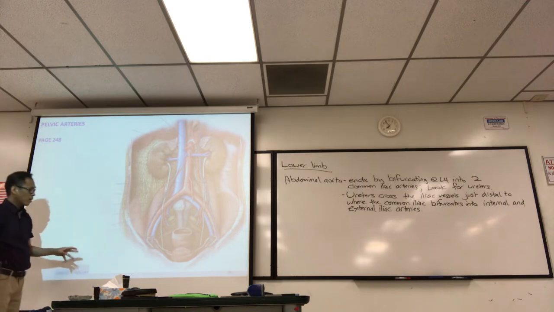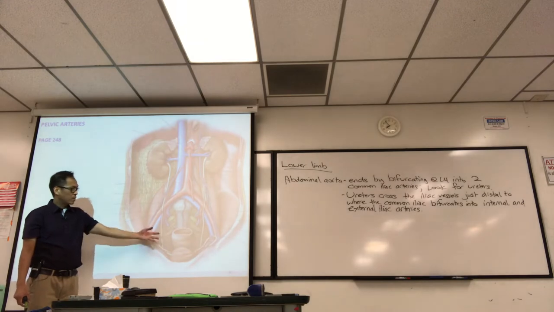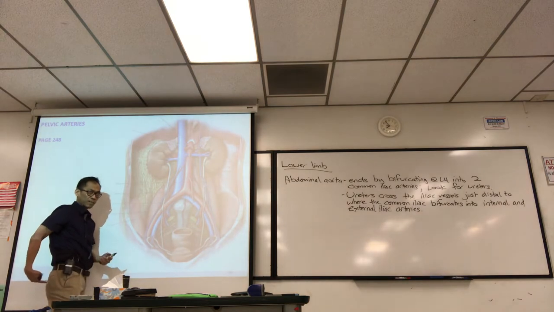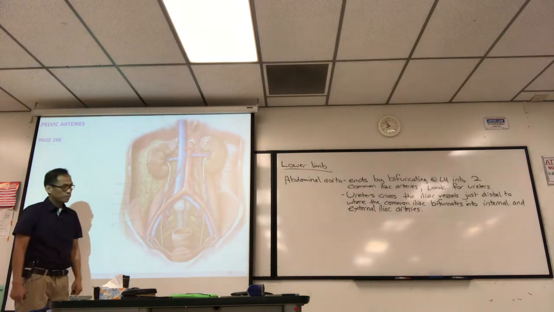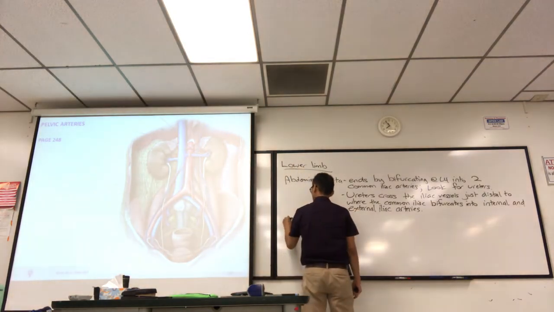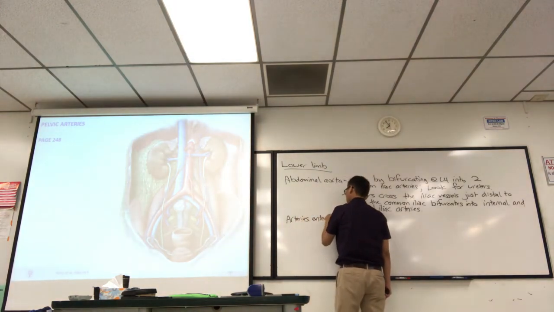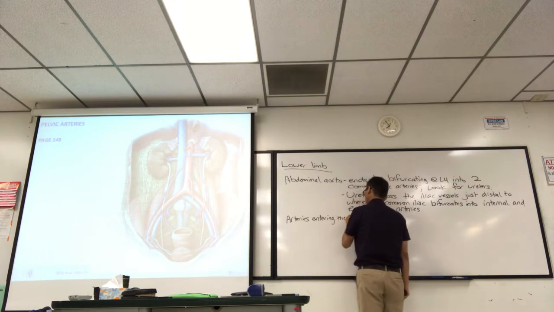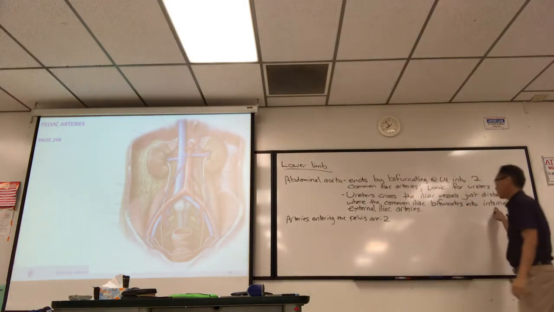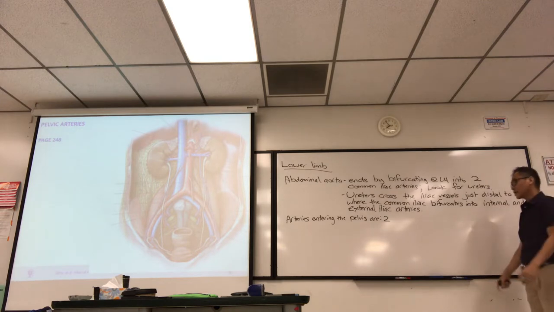Okay, so at this point, I want to talk about all the blood vessels that enter the pelvis. Most of them will supply blood to things in the pelvis. Some of them will exit the pelvis out the gluteal region to supply blood to the gluteal region in the back. So let's talk about those. So, arteries entering the pelvis are your two internal iliac arteries. The external ones don't enter the pelvis, that's why they're called external.